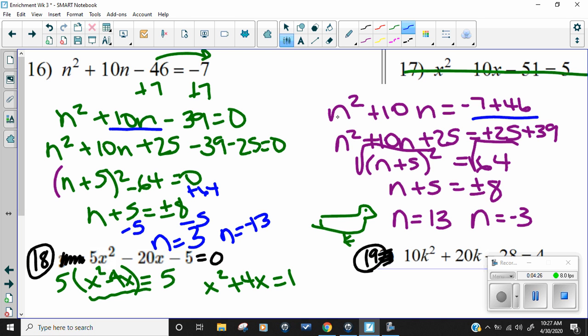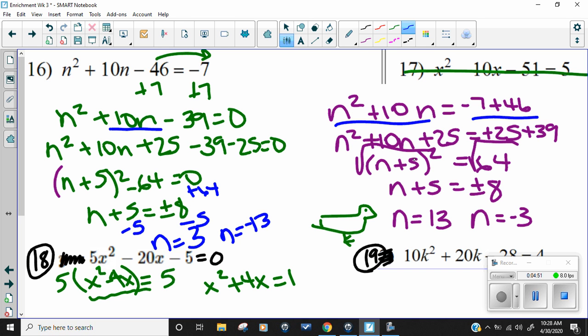And then on this left side, I only have the two terms, which is not a square at all, and I add the 25. Sorry, I don't have anything to drink here. So when I add 25 here on the left, I have to add 25 on the right. So negative 7 plus 46 is 39. So I add 25 to both sides of the equal sign to make it equal.